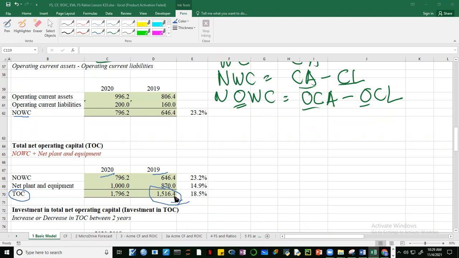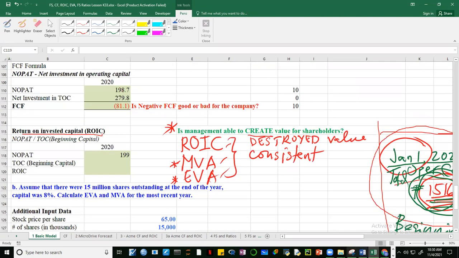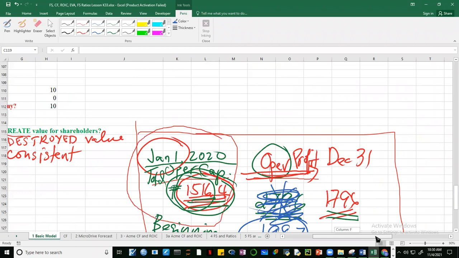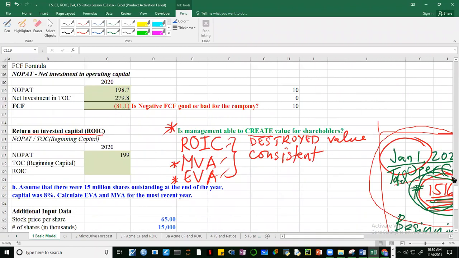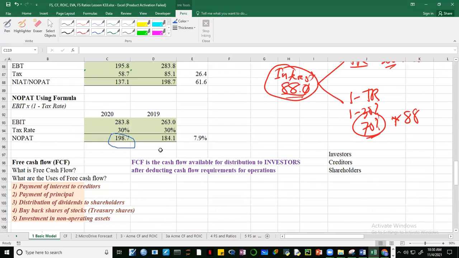So binigyan tayo ng capital, let's assume na part tayo ng management. Binigyan tayo ng capital worth 1516.4 at the beginning of 2020. Make no mistake guys, ito at the end na to, 1796. Now, ano ginawa natin sa capital? Nag-generate tayo ng profit for the whole year. Magkano yung operating profit natin? 198.7 yung NOPAT natin, net operating profit after tax.